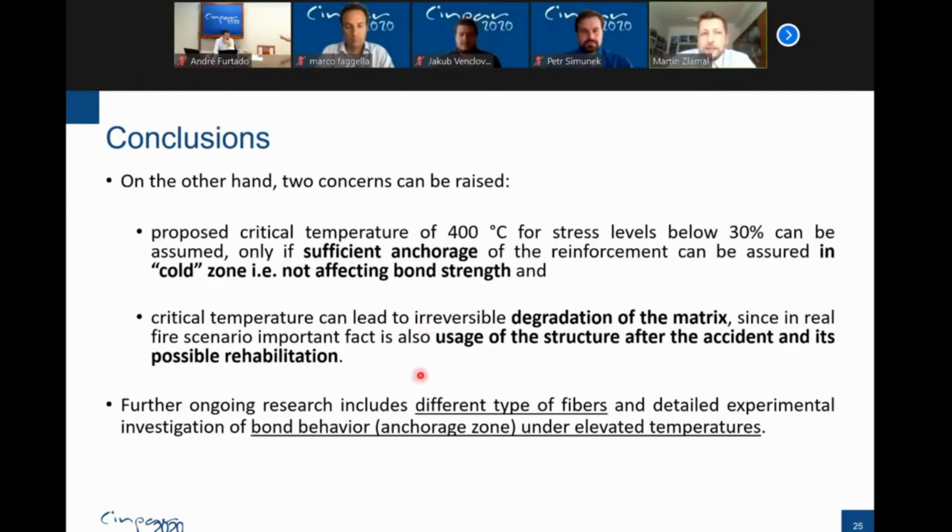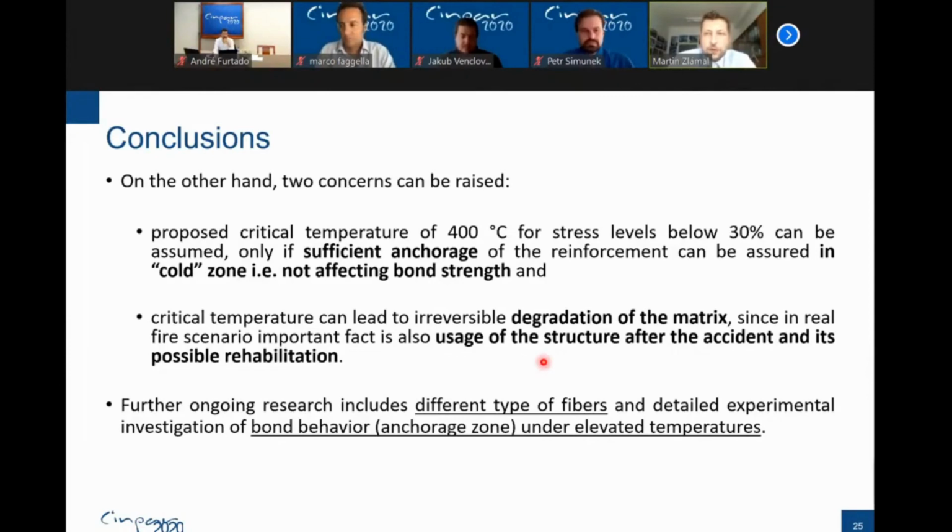And the second assumption is about the usage of the structure after the fire scenario. Of course, we may calculate with 700 degrees as a critical temperature, because from the previous diagram, we know that the load level is under 30%. But what will be with the structure after the fire scenario? Because if the temperature is greater than 500 degrees, then the matrix will burn out from the cross section, and only fibers will remain.